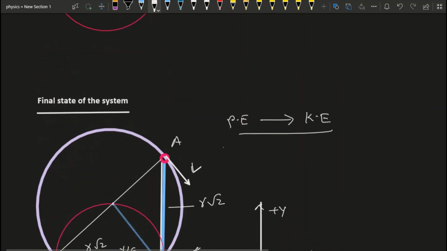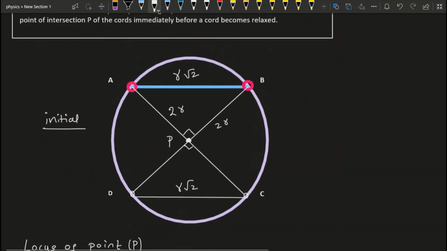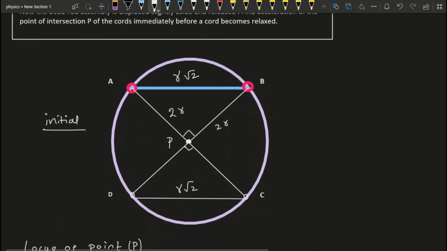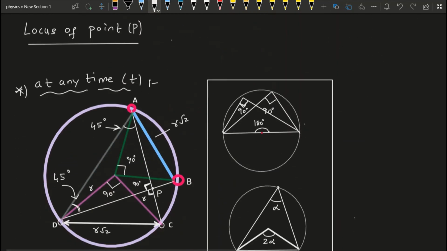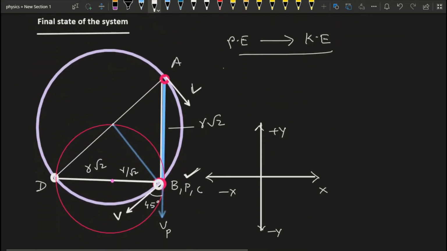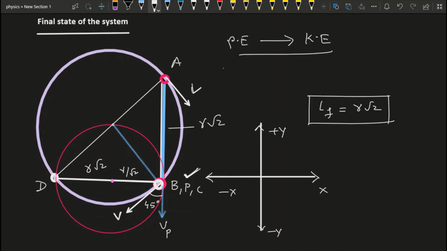And here we are applying conservation of energy. If you see the initial configuration of the system, the initial length of the chord is equal to 2r. This is the initial length. But the system is going from the initial to the final state. This is the final state. So here the length of the chord becomes r by root 2. So what is the final length of the chord here? R into root 2. This is the final length of the chord.